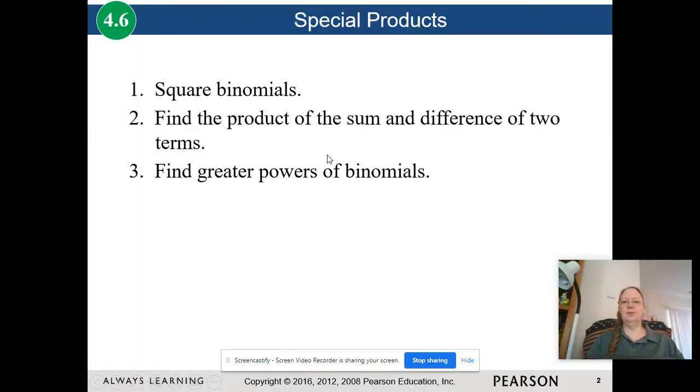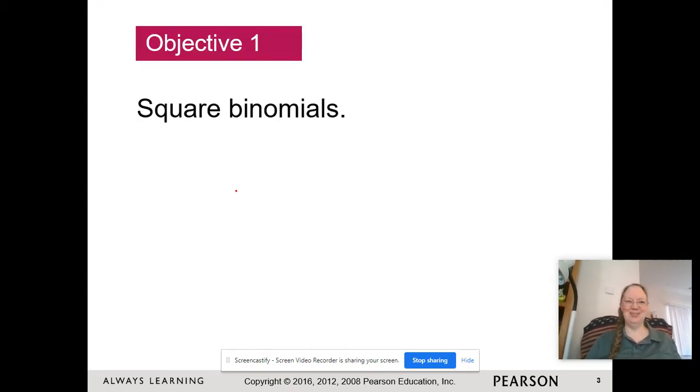All right, let's take a look at section 4.6. Okay, special products. When we multiply binomials together, there are circumstances where the setup of the binomial is the same sort of setup, and we do this a lot of different times. So let me just get into what I'm talking about.